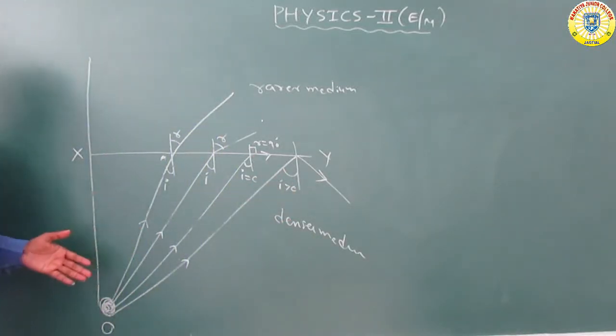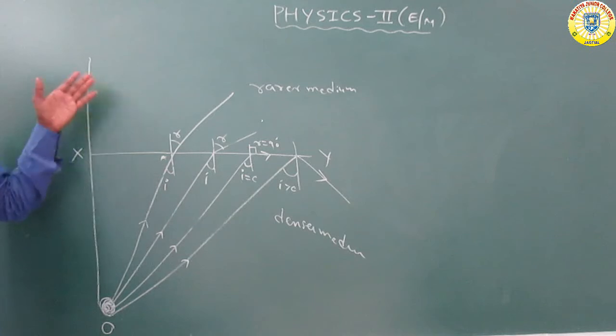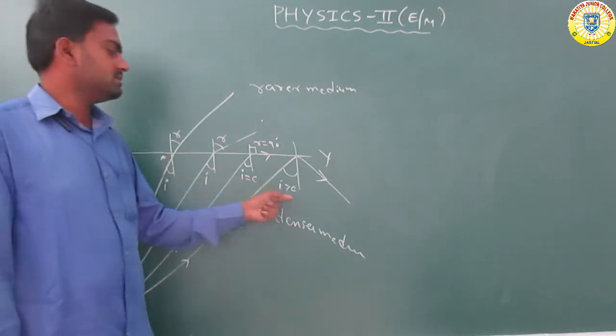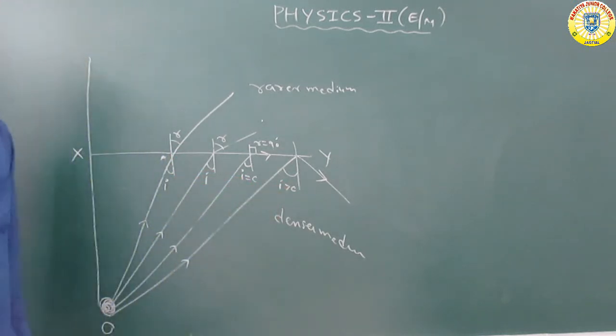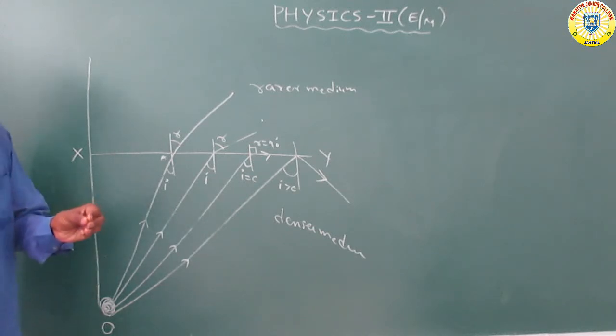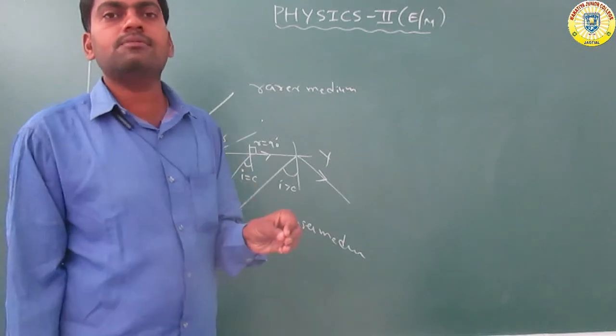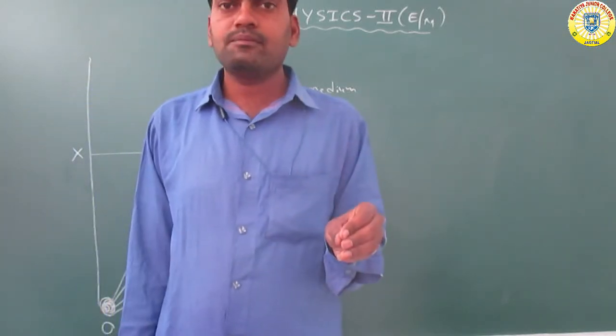Now this phenomenon is called total internal reflection. So, what is the critical angle? What is total internal reflection? What is the phenomenon? Okay, got it.